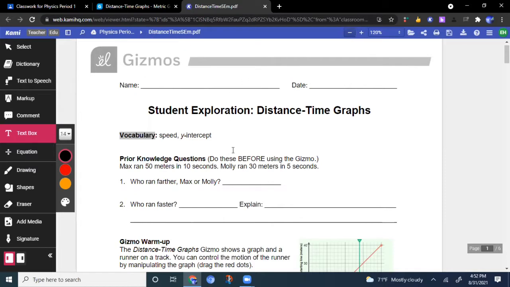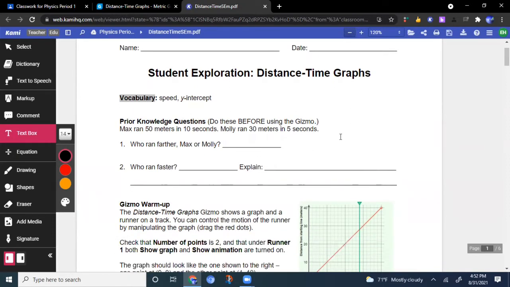To begin this activity, it always starts with a prior knowledge section and a list of vocabulary. The vocabulary we're going to be working with, of course, is speed, and we do need to familiarize ourselves and be able to use what's called the Y-Intercept. Now, the prior knowledge questions are not meant to be right or wrong. They're meant to be whatever you think they mean before we actually begin. So, Max ran 50 meters in 10 seconds. Molly ran 30 meters in 5 seconds.